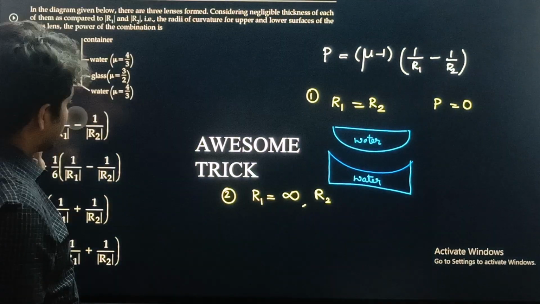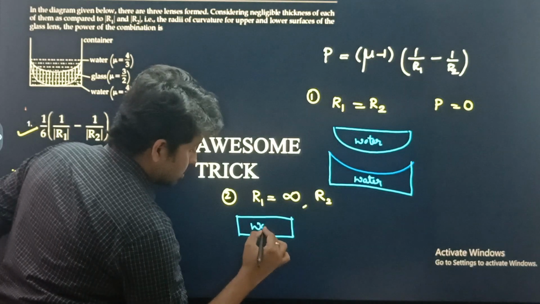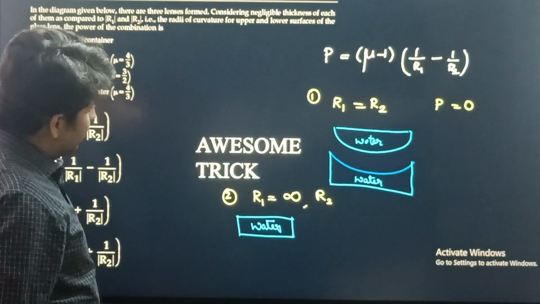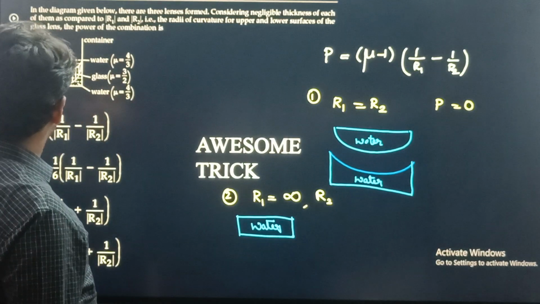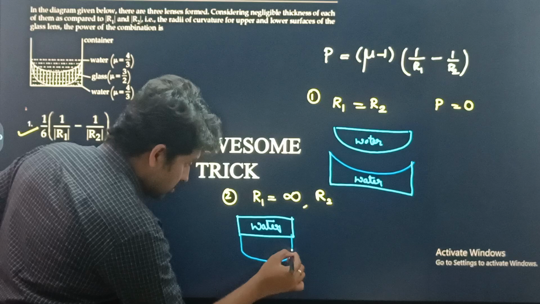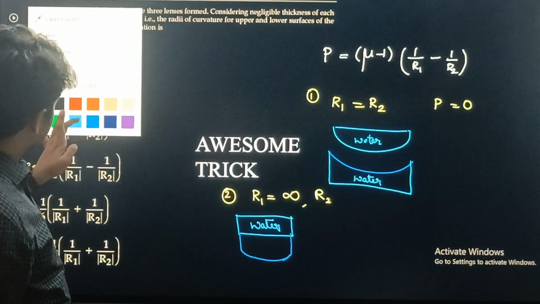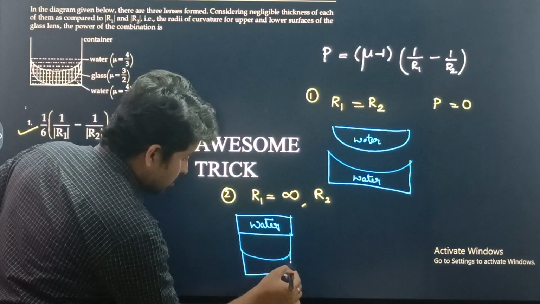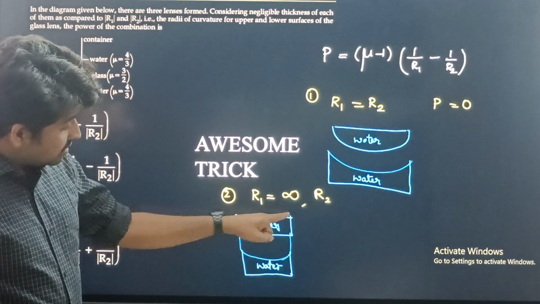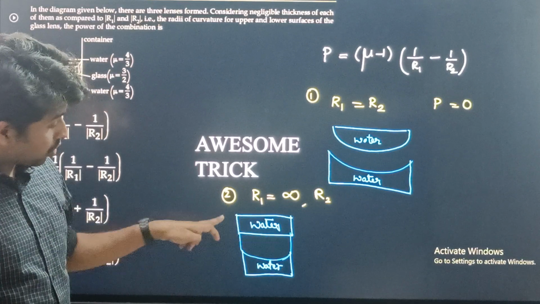We'll have water, which is like this, the top surface. As R1 is infinity, this will be flat, it won't be curved. Next we have the lens, the convex lens. If we draw this, we'll have something like this. After this we have water again. As this is like a glass slab, the power of this is 0, since R1 equal to R2 for this water part.